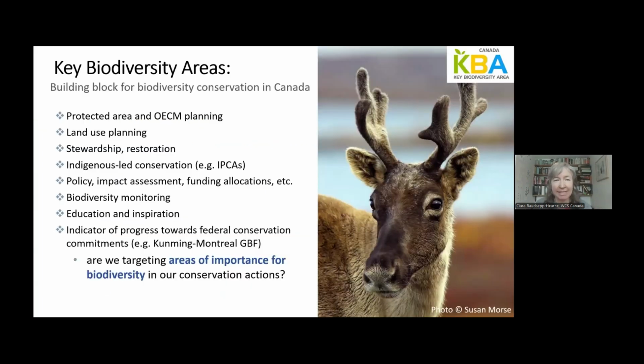And we're already seeing, this was our list of ways that key biodiversity areas could feed into policies and plans. And we've already gone through some of these things. As Andy said, key biodiversity areas can fit into almost all of the targets of the Global Biodiversity Framework. We need to always be thinking, are we targeting the places that are of highest importance for biodiversity? And I think that we don't always do that.